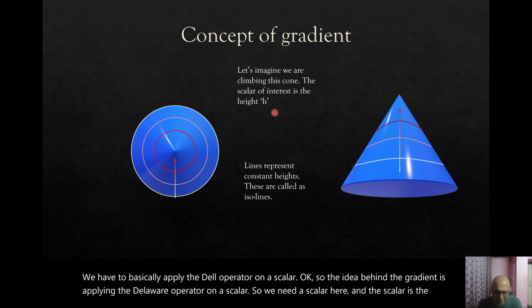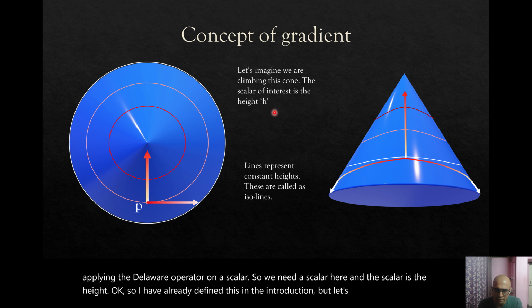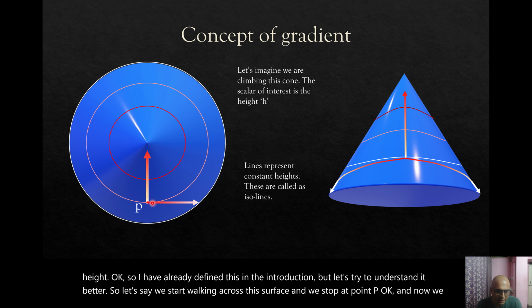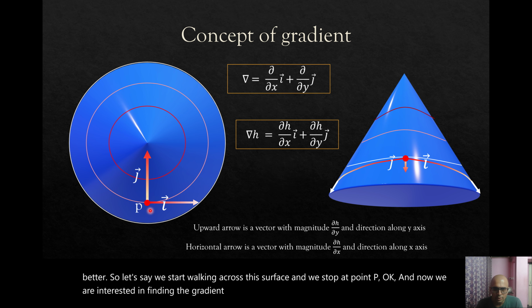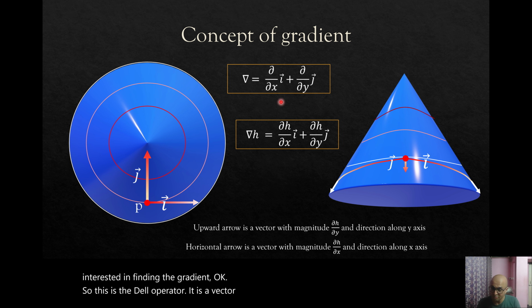I have already defined this in the introduction, but let's try to understand it better. Let's say we start walking across this surface and we stop at point P. Now we are interested in finding the gradient. This is the del operator. It is a vector operator as well as a differential operator. So let's apply this on the height.